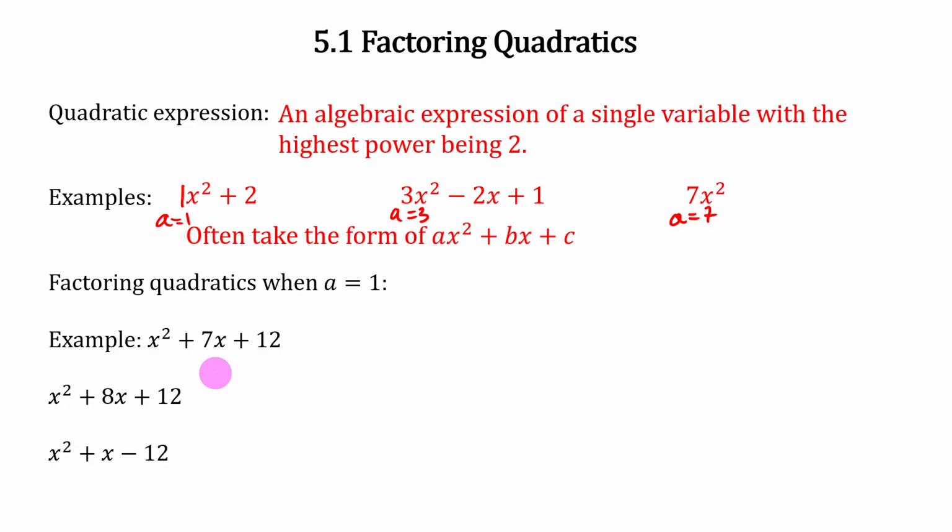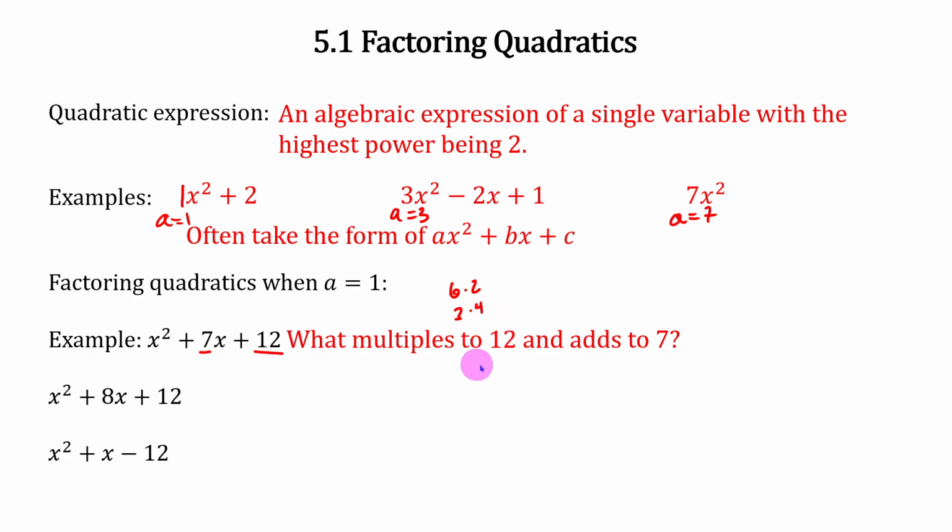So here a equals 1. I may have done this before. You want to know what multiplies to c and adds to b. What multiplies to 12 and adds to 7. So we go through all things that multiply to 12. 6 times 2 won't add to 7. 3 times 4, probably get that to work. 3 plus 4 is 7. So 3 and 4. And it's all pluses. We want them to multiply to positive 12 and add to positive 7. So it's 3 and 4, so that means it factors into x plus 3 times x plus 4.